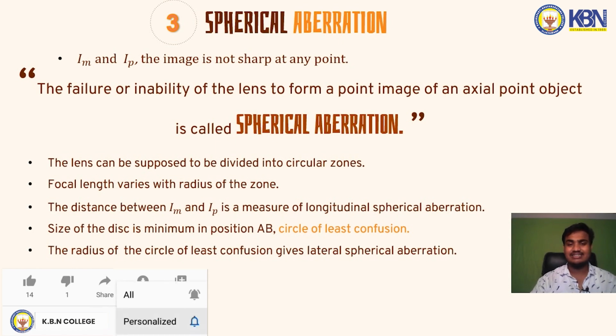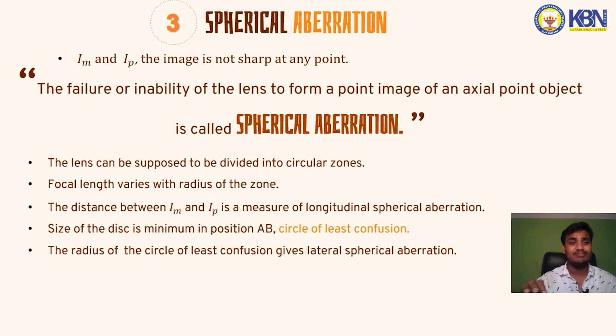Okay, the reason for this is that all the marginal rays meet at IM and all the paraxial rays meet at IP. The image is not sharp at any point. Okay, the lens can be supposed to be divided into circular zones. Then the focal length varies with the radius of the zones. The distance between IM and IP, the points where the marginal and paraxial rays meet, is a measure of the longitudinal spherical aberration.